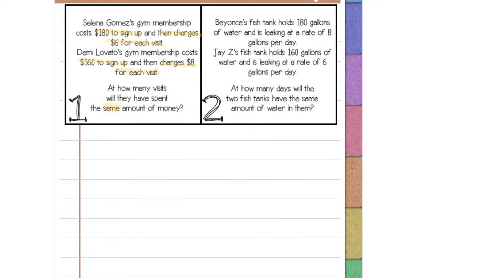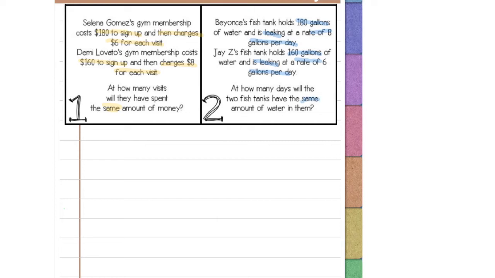All right, so for this problem, they tell us Beyonce's fish tank holds 180 gallons of water and is leaking at a rate of 8 gallons per day. Jay-Z's fish tank holds 160 gallons of water and is leaking at a rate of 6 gallons per day. At how many days will the 2 fish tanks have the same amount of water in them?